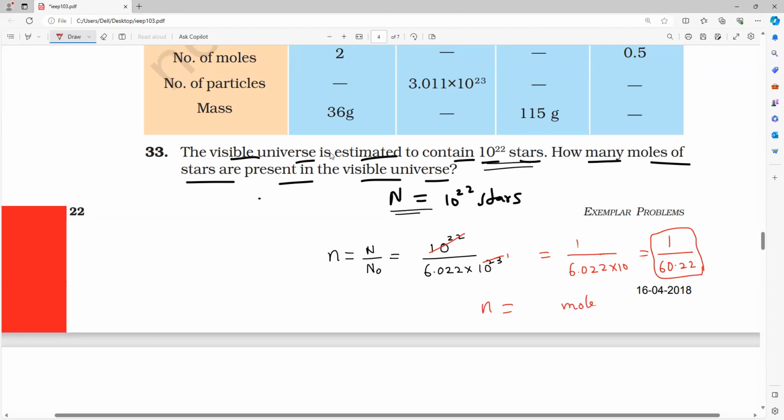All of you do it. Let me see who will do first. So how to do it? Avoid the decimals. Multiply with 100 so that it will turn into 100 divided by 6022. So that's all. Answer please. 100 divided by 6022, what is the answer? 0.0166. So that is the answer.